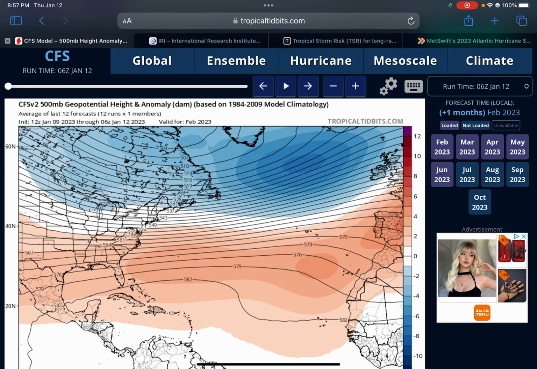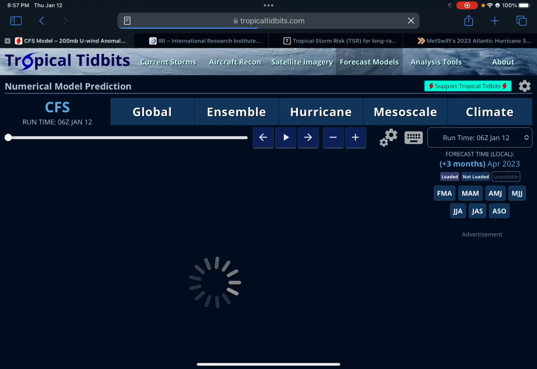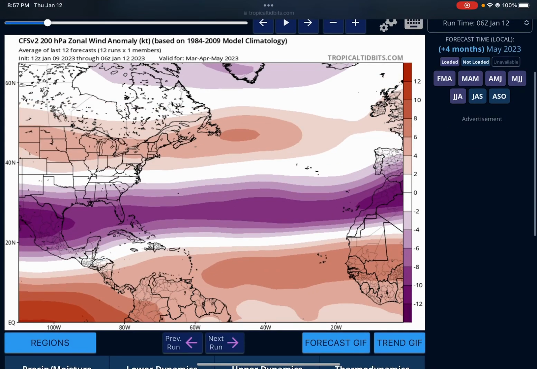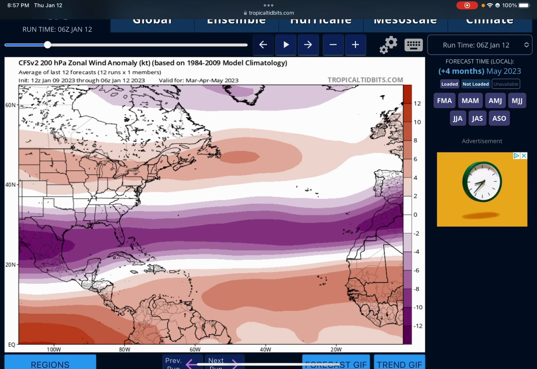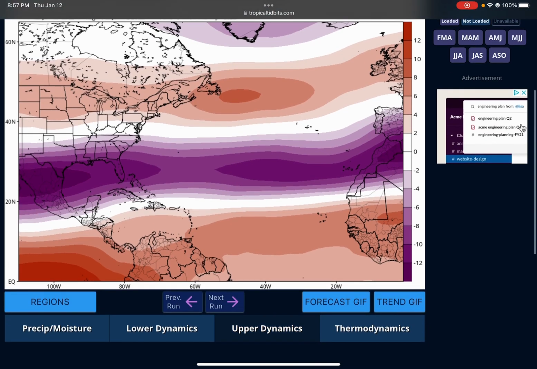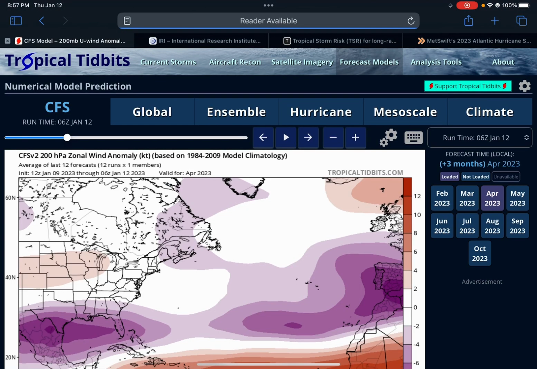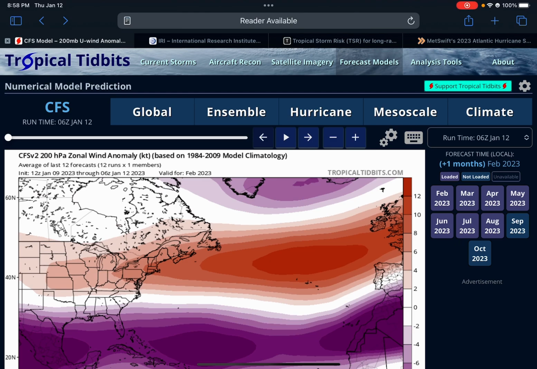So let's start with the weather models. Looking at the CFS here, this is not what we're going to be looking at. We are going to be looking at the 200 zonal wind anomaly. These can interfere with tropical cyclone development. And we are actually going to go to the monthly. EPS is, of course, not climatology. Anyway, let's get started.